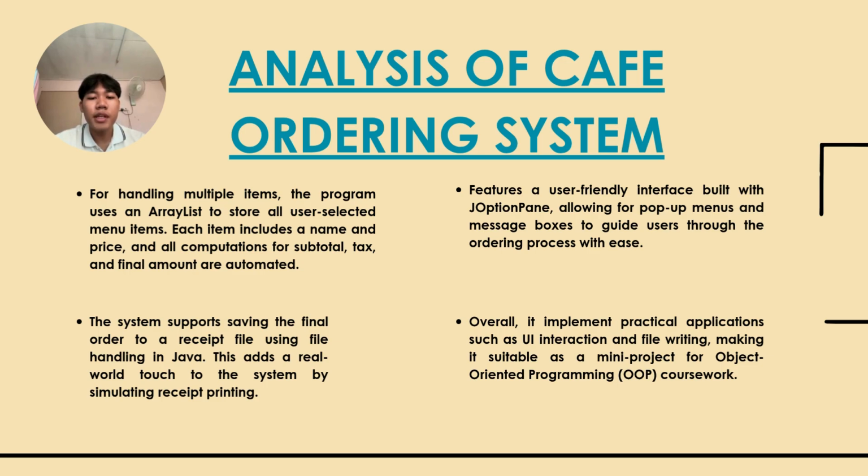It features a user-friendly interface built with JOptionPane, allowing for pop-up menus and message box to guide user through the ordering process with ease. The system supports saving the final order to a receipt file using file handling in Java. This adds a real-world touch to the system by simulating receipt printing. Overall, it implements practical applications such as UI interaction and file writing, making it suitable as a mini project for object-oriented programming coursework.